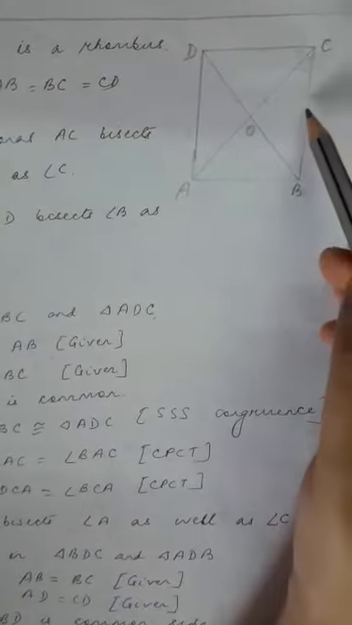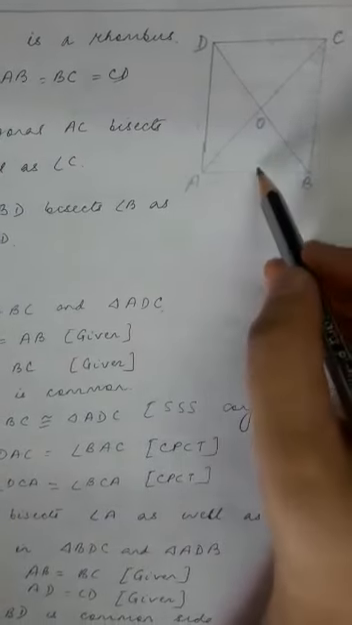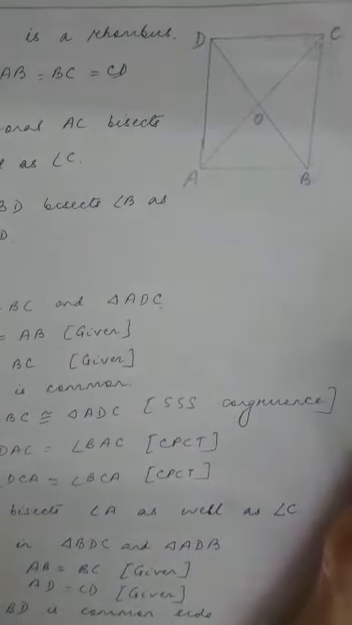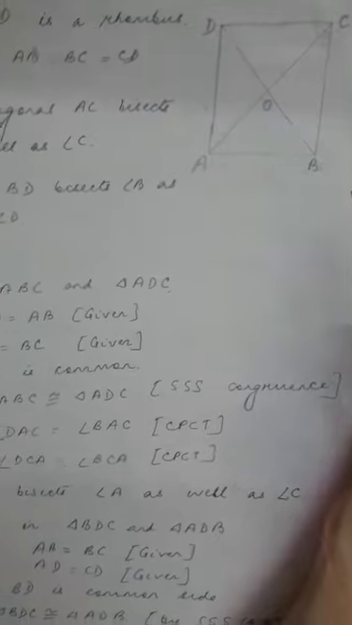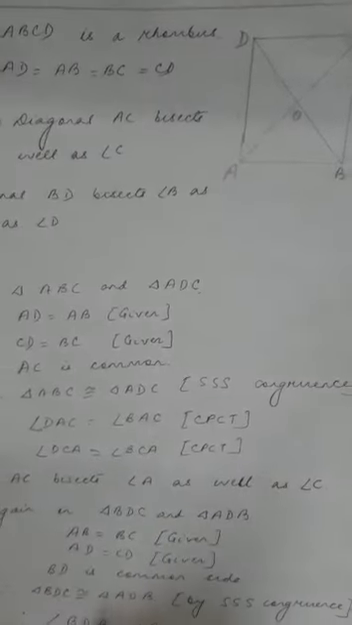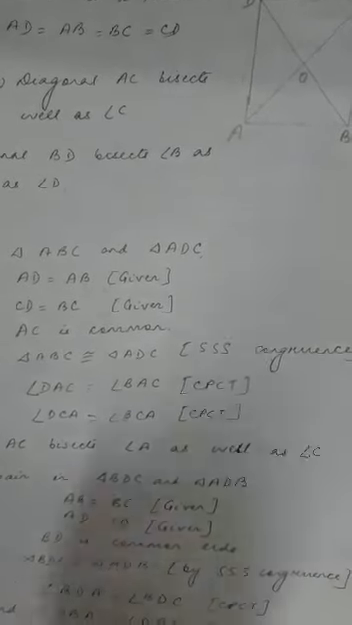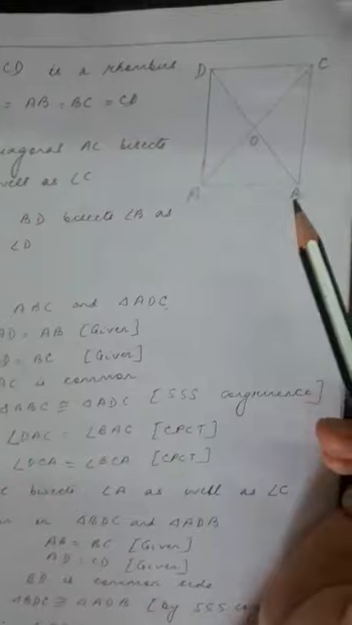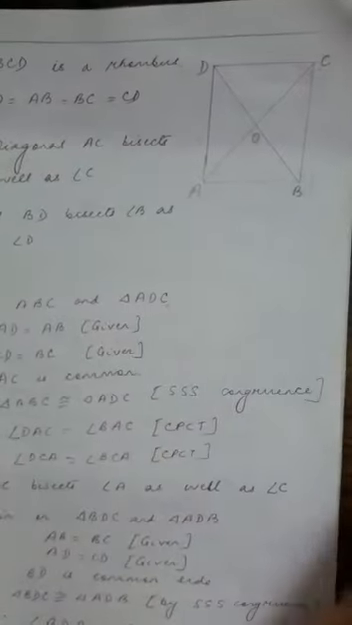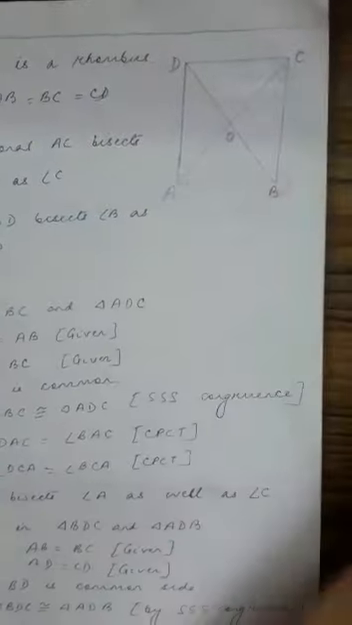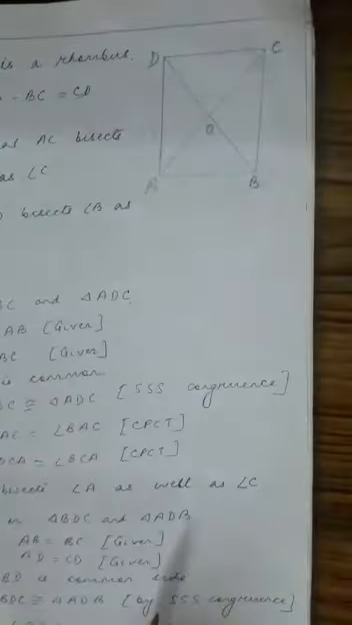AD is equal to CD because it is given. AB is equal to BC, given. Therefore, these two triangles are congruent to each other by SSS congruency. Thus, angle BDA will be equal to angle BDC, CPCT, and angle DBA is equal to angle DBC. This is also CPCT. Therefore, BD bisects angle B as well as angle D. Done. Okay. So now let us go to the next sum, number 8.